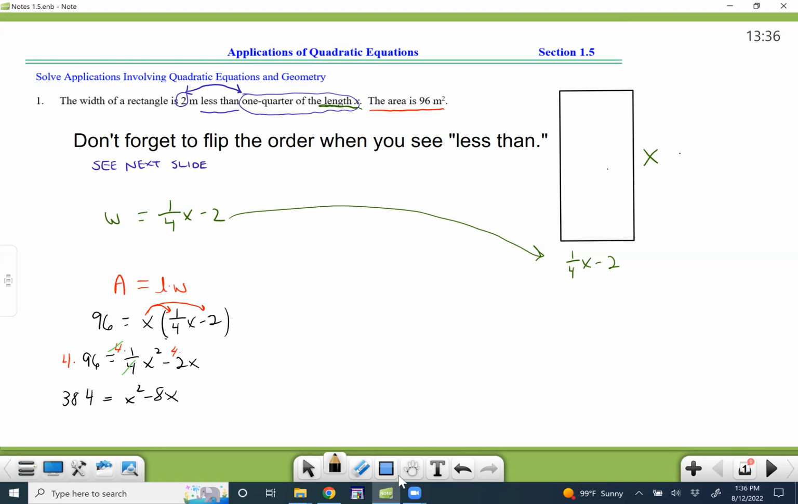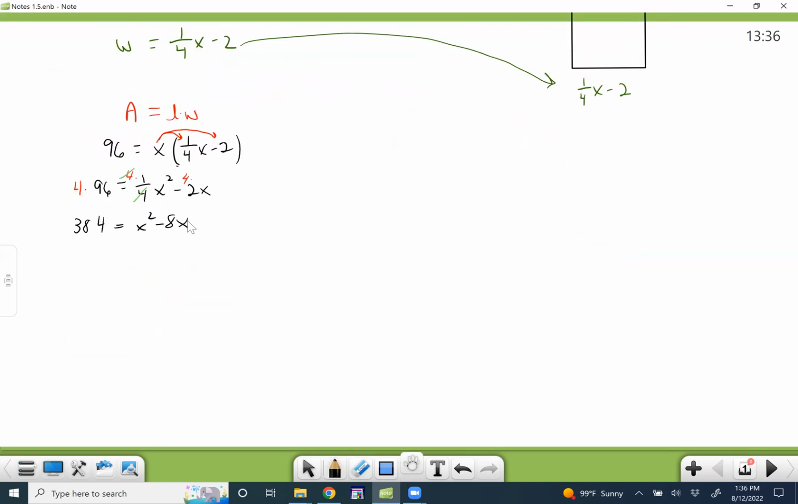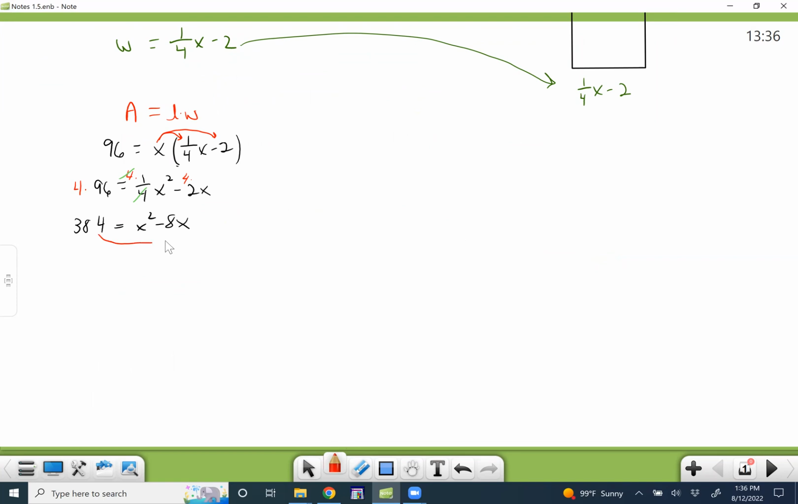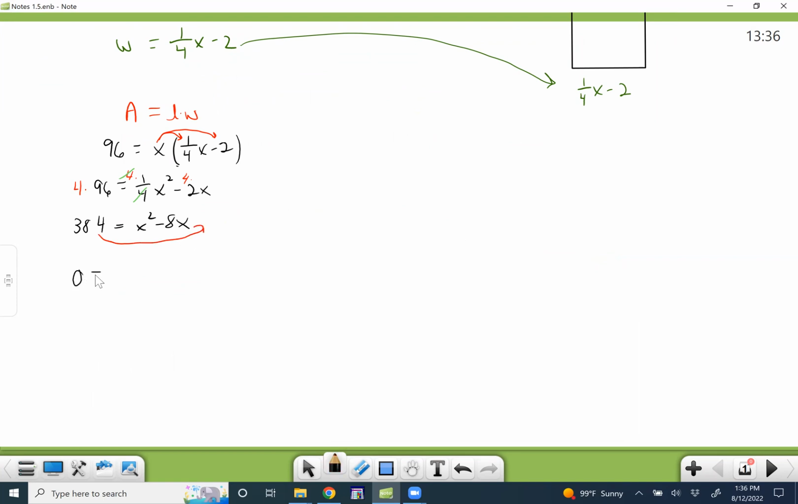Now, we learned last time that when you're solving a quadratic that has both an x squared and an x, you want everybody on one side. You want it set equal to 0, right? So we're going to have to take this 384 and move it over to the other side so we get that equals 0. And now this quadratic is in what we call standard form.